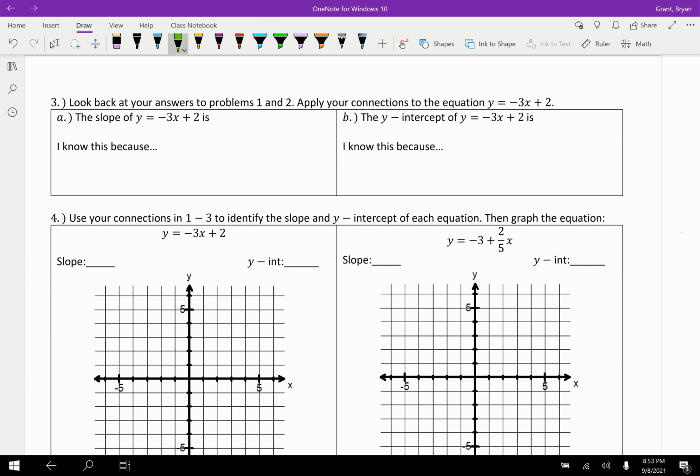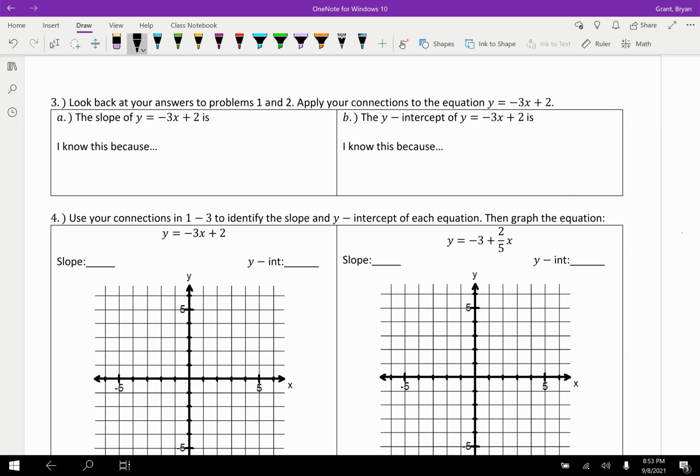Alright, so now let's go ahead and take a peek at a new equation, one that we haven't seen the graph of, we haven't made a table for, and let's see if we can determine anything from this equation. We're going to look at the equation y equals -3x plus 2.